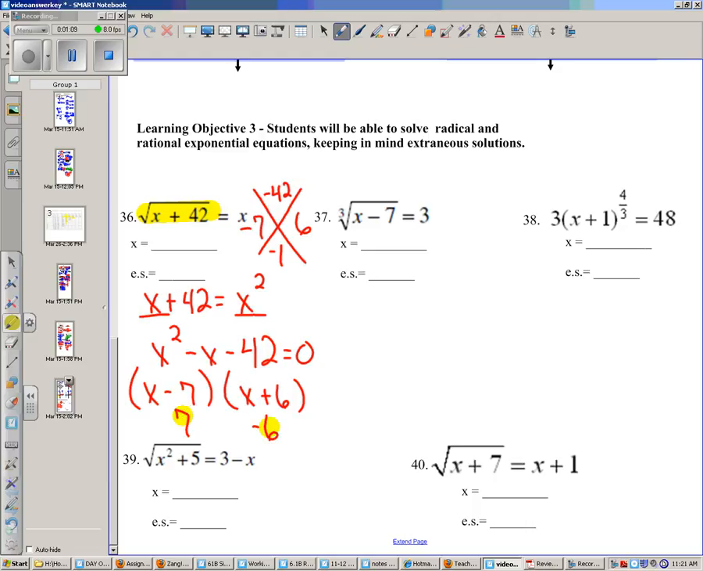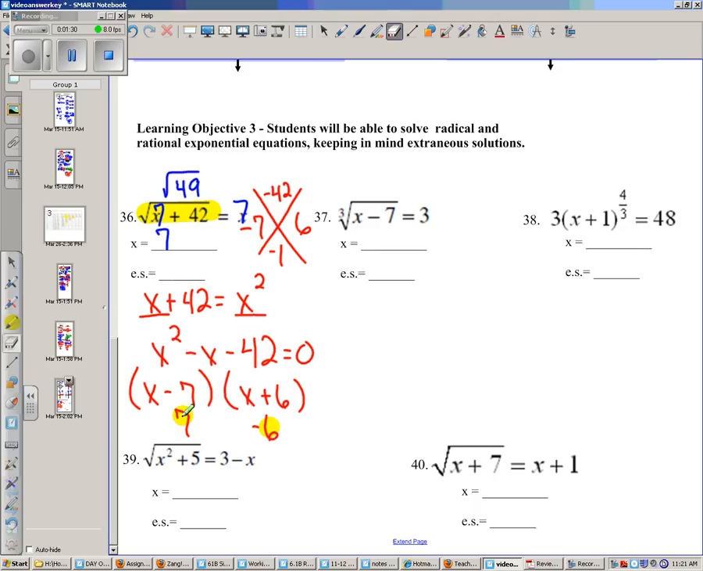So just going up to the original problem, first I'm going to put 7 in. When I put 7 in for this x, I'll end up taking the square root of 49, which is 7. So 7 works. That gets to go in the x spot.